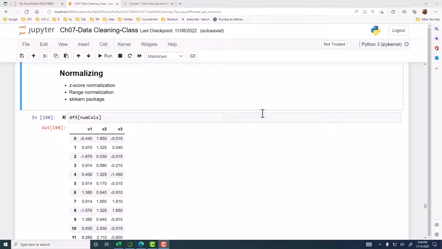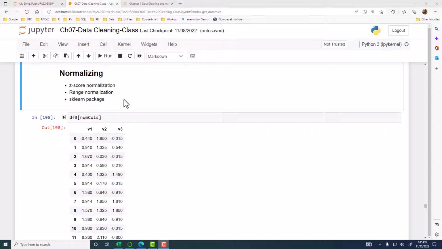Now let's look at normalizing. Okay, we have z-score normalization and range normalization. So z-score is, every value is converted into its z-score. We already talked about z-score: value minus mean divided by the standard deviation. So you will have both positive and negative. Smaller values than mean will have a negative z-score. Larger values than mean will have a positive z-score.